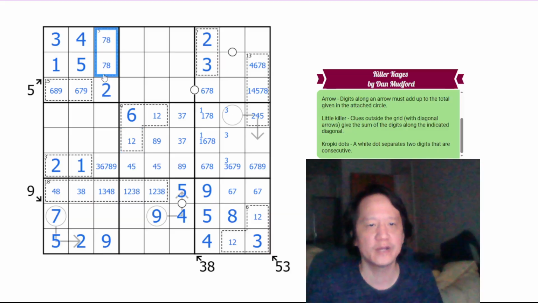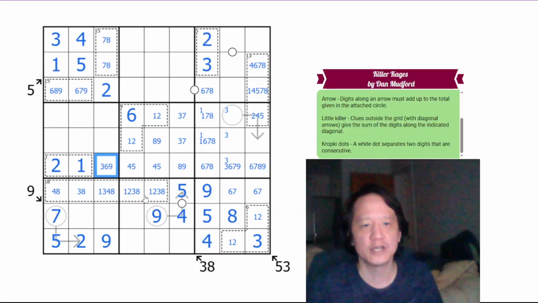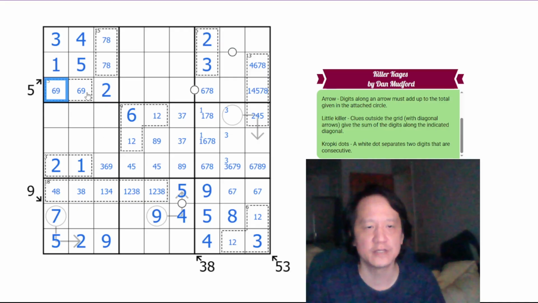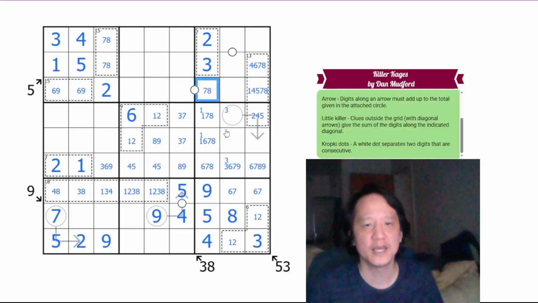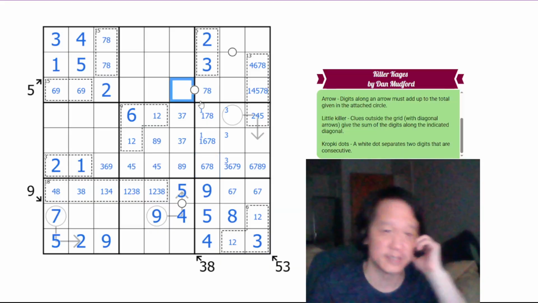This 7-8 pair eliminates 7-8 in the rest of the box and the rest of the column. So it cannot be 7-8 here. This can't be 8. This obviously can't be 7 or 8. This is 6 and 9. This 6-9 pair eliminates 6 and 9 in the rest of this row. So this cannot be 6, and this can't be 6 or 9.